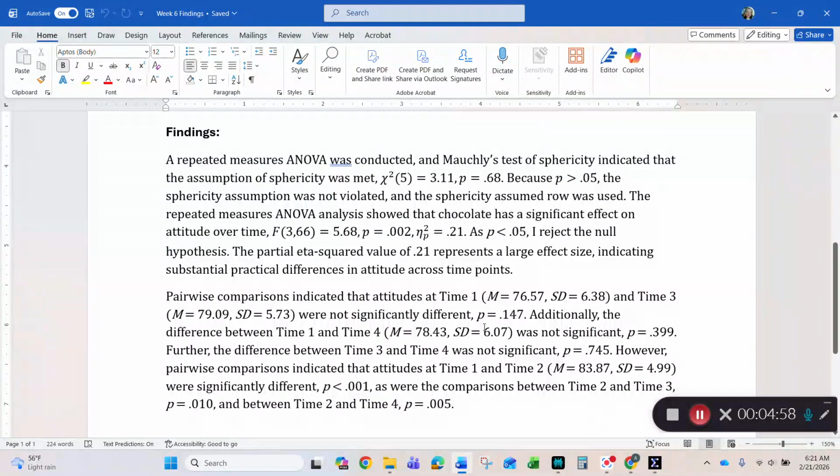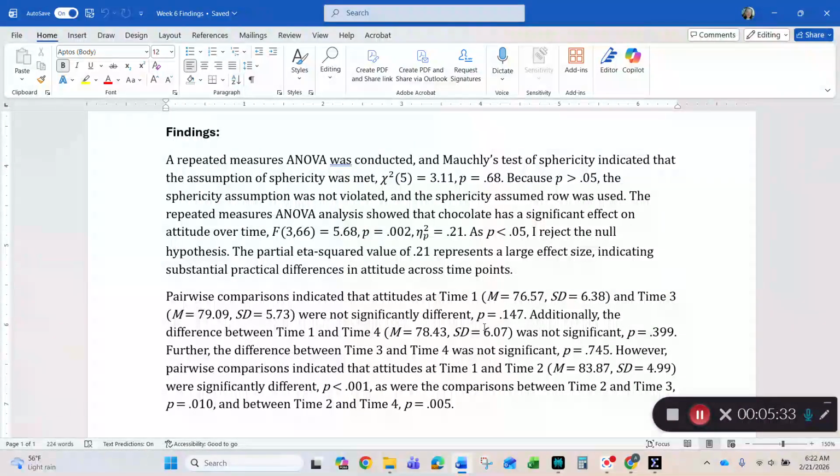A repeated measures ANOVA was conducted, and Mauchly's test of sphericity indicated that the assumption of sphericity was met. Chi-square with 5 degrees of freedom equals 3.11, p equals 0.68. Because p is greater than 0.05, the sphericity assumption was not violated and the sphericity assumed row was used. The analysis showed that chocolate had a significant effect on attitude over time. F with 3 and 66 degrees of freedom equals 5.68, p equals 0.002, partial eta squared equals 0.21.